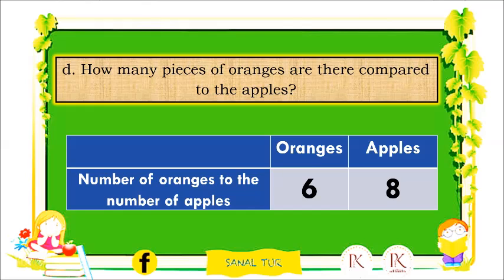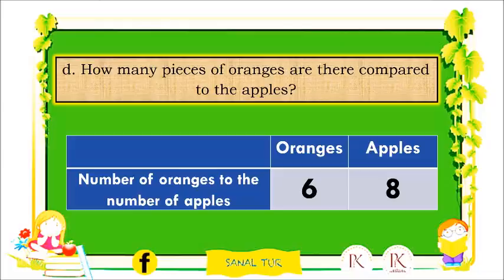So, how many oranges? We have 6. How many apples? Again, we have 8. Now, if we are going to compare, we can say now that 6 oranges is to 8 apples.